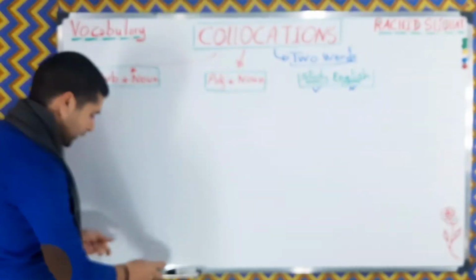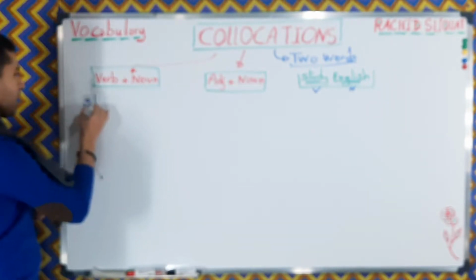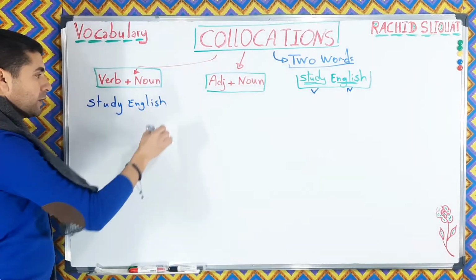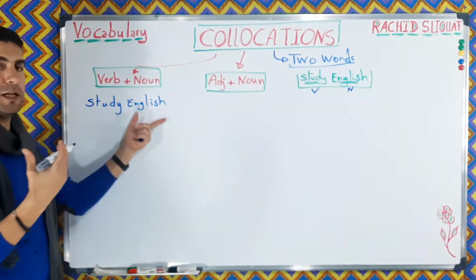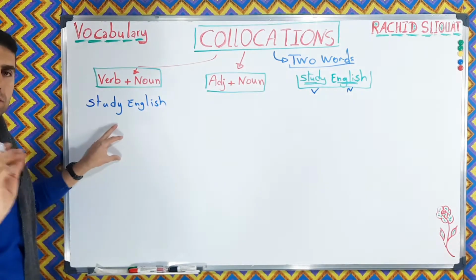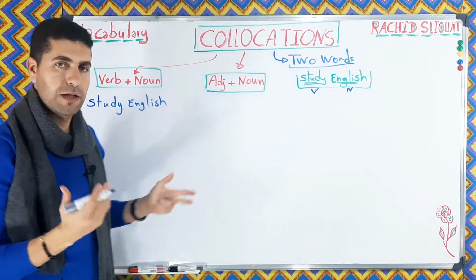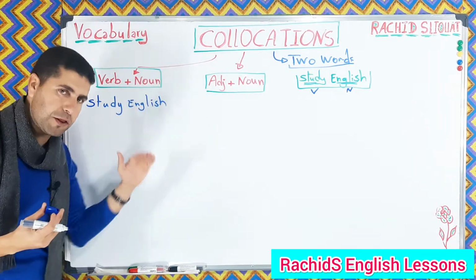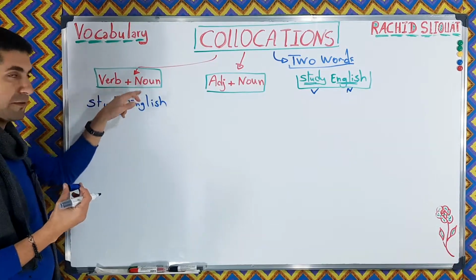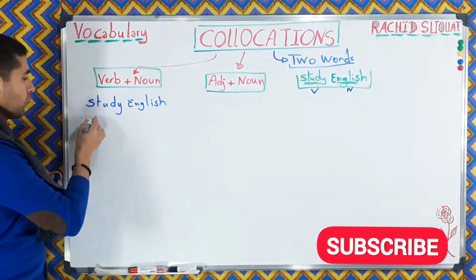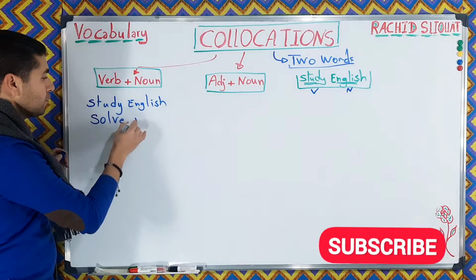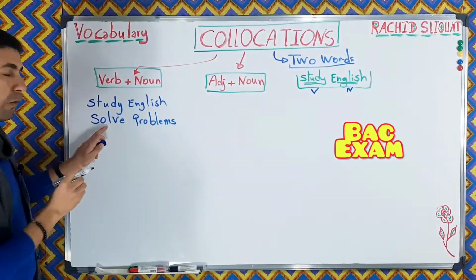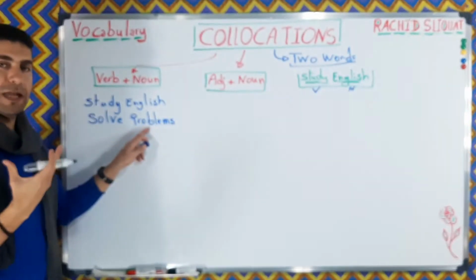So we can write it here: study English. I have already given you learn English, for instance, or speak English. This is just a very easy example to know what a collocation is. Now, in the baccalaureate program, you study some other verb plus noun collocations. For instance, you can say solve problems, okay? Solve is a verb, and problems is a noun.